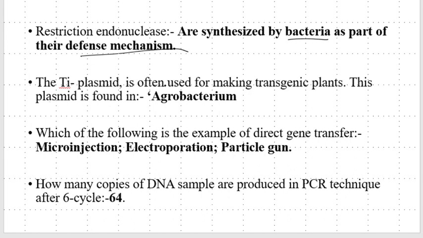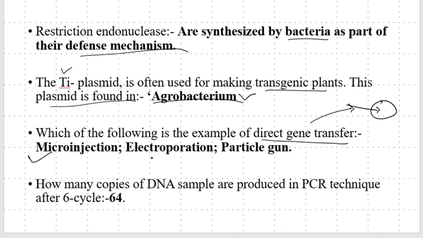The Ti plasmid is often used for making transgenic plants. This plasmid is found in what? Tumor-inducing plasmid, where is it found? Agrobacterium. They are part of Agrobacterium. Now again, it is asking which of the following is an example of direct gene transfer? You want to transfer the gene directly. You will use microinjection, electroporation, particle gun, or ballistic gun.